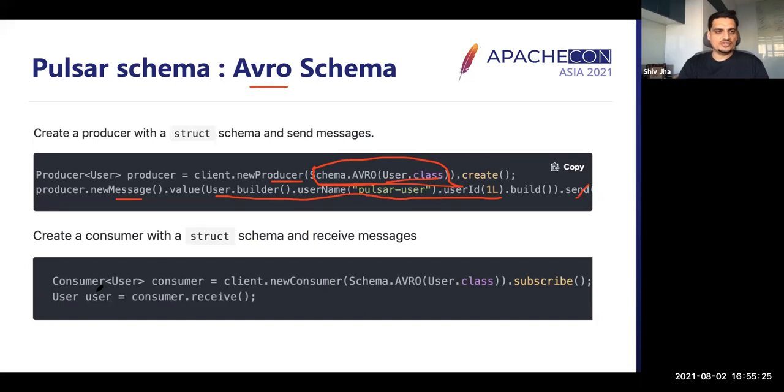On the consumer side, you tell your consumer instance that you want to receive as the user object. You want to use Avro, and the Avro has to be what is built on top of the user class. And then when you receive messages going along on this consumer app, you will keep getting the user objects.